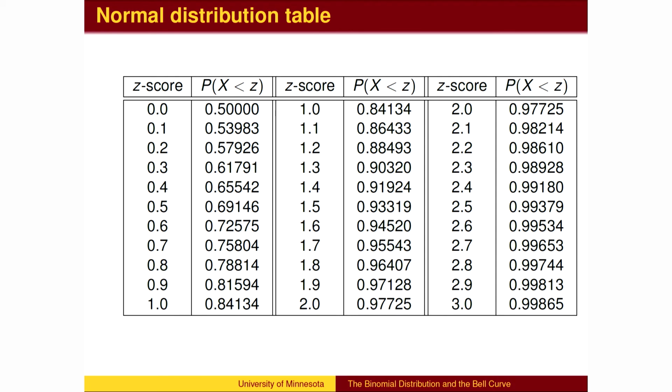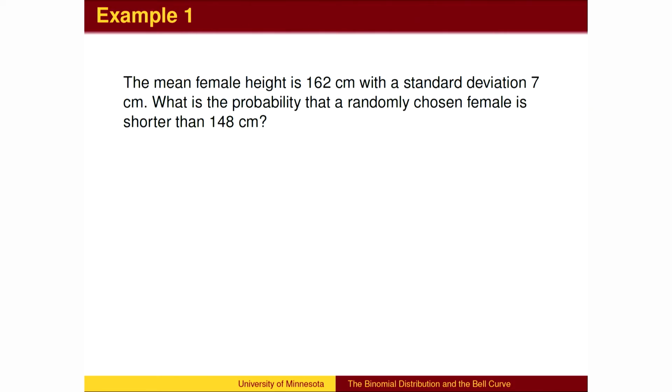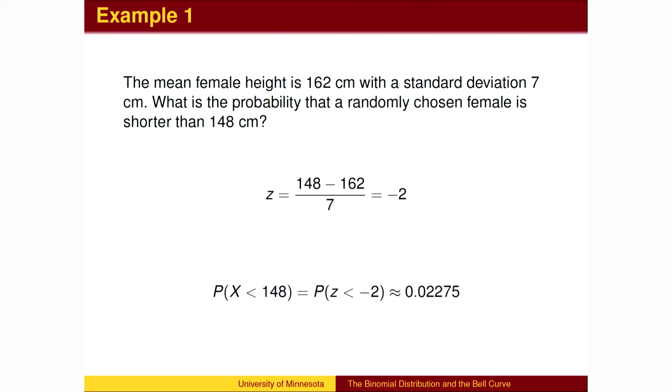Here's the other half of the table for positive z-scores. Many sources only give this half, ignoring the negative half, which can be found by using the symmetry of the bell curve. Let's return to the height example. What fraction of the population is shorter than 148 centimeters? First, we compute the z-score. Then we look up the probability in the table based on the z-score.